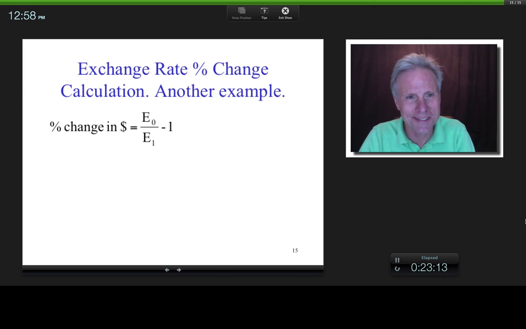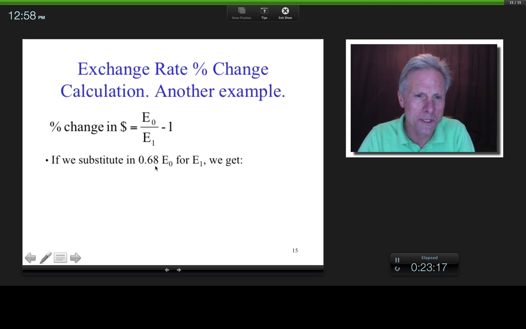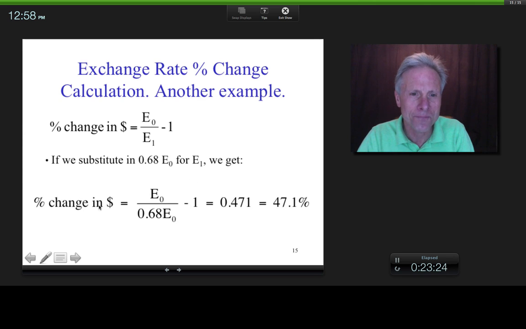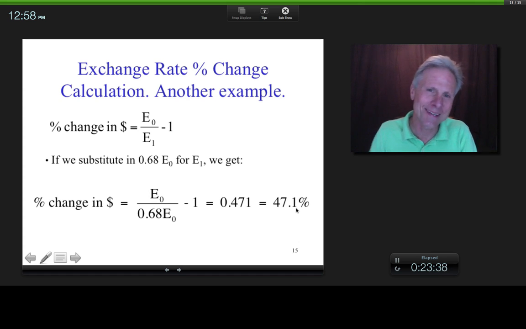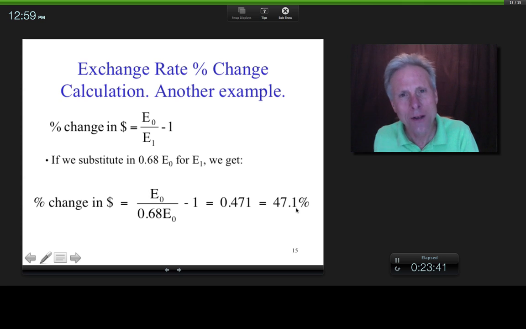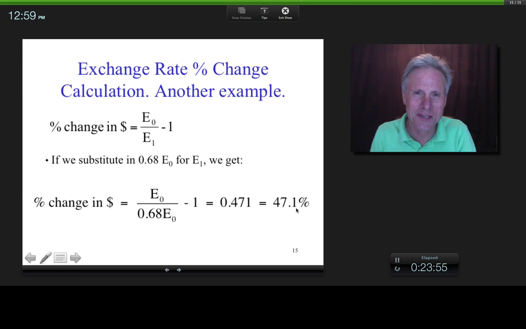And now, this is why I did this thing earlier. If you recall, earlier I got E1 was equal to 0.68 E0. So I'm going to substitute that in right there. So I get the percentage change in the value of the dollar being E0 over 0.68 E0. So the E0's cancel, subtract 1, and I get about 47.1%. So in other words, when the bolivar went down by 32%, the dollar did what? It went up by 47%. Again, showing that it's not symmetrical. When one currency goes down by a certain percent, it's not a mirror image that the other currency goes up by the same percentage point.